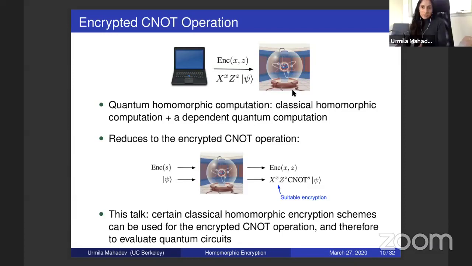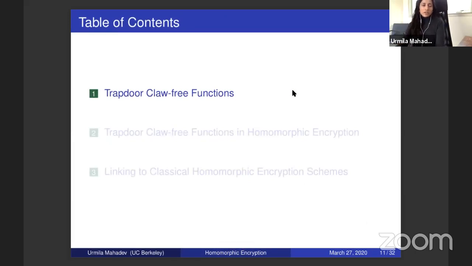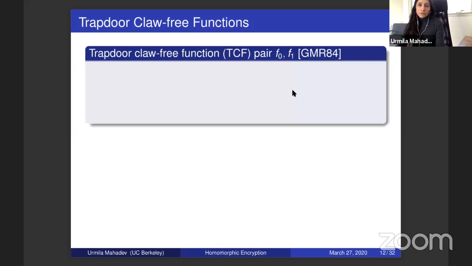Any more questions before I continue? Okay, so now I'm going to get into the encrypted C0 operation and how to build it. In order to tell you how to build it, I need to tell you about a primitive called trapdoor claw-free functions, because these will be the main building block for the encrypted C0 operation. So let me start by defining trapdoor claw-free functions. These were introduced by Goldwasser, Micali, and Rivest in 1984.